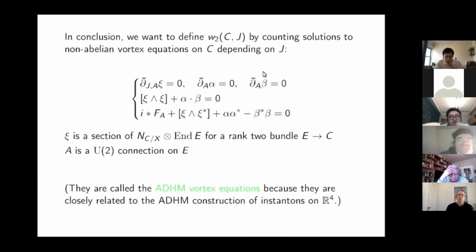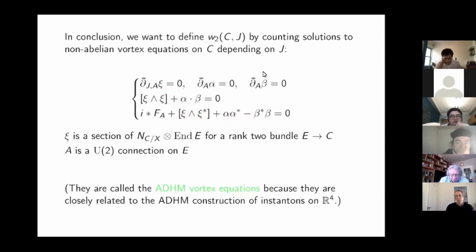So we want to define W2 by counting solutions to the non-abelian vortex equation. I wrote the general form of the equation. I didn't explain all the terms, but the point is that it's really something like a mixture of the vortex equation and the Hitchin equations. So there are some Delbar operators and some sections which are in the kernel of these operators. Then there is some algebraic condition and an equation involving the curvature. This is something similar to what appears in the vortex equations, and this is a term similar to the one appearing in Hitchin's equations.